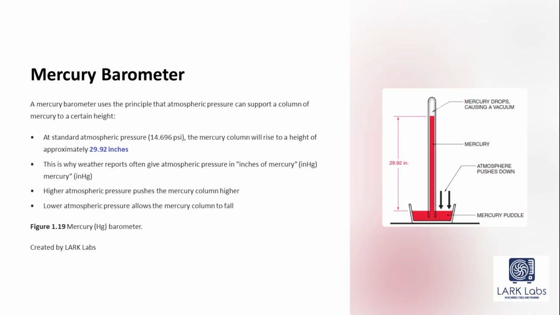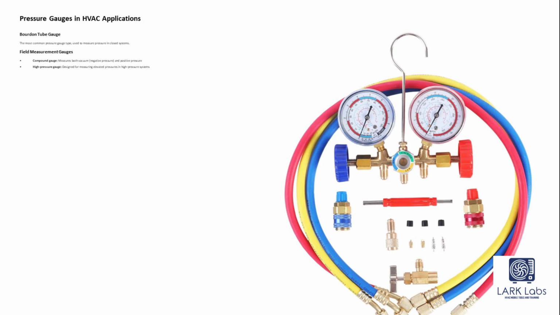At standard atmospheric pressure, mercury rises to about 29.92 inches. This measurement is crucial for weather forecasting and understanding atmospheric conditions. Pressure gauges are essential in HVAC applications, helping to monitor and ensure system efficiency. Bourdon-tube gauges and digital measurement gauges are commonly used to provide accurate pressure readings.